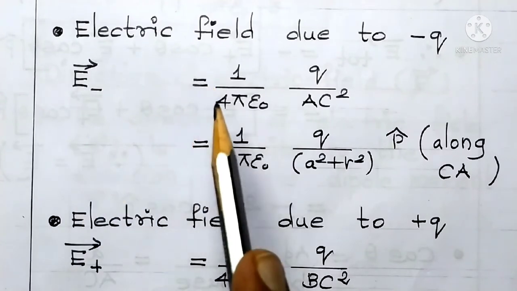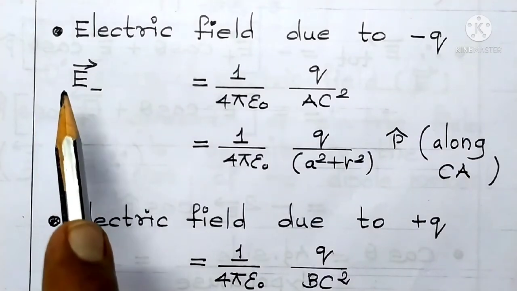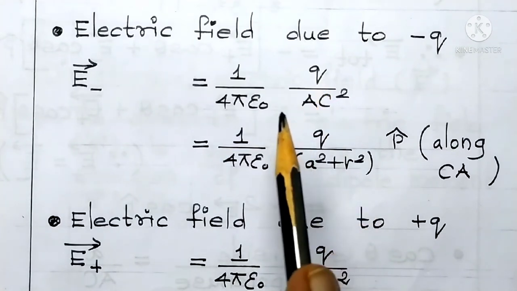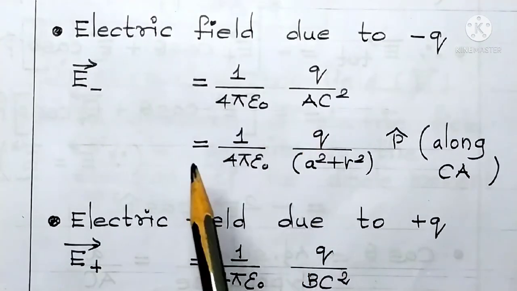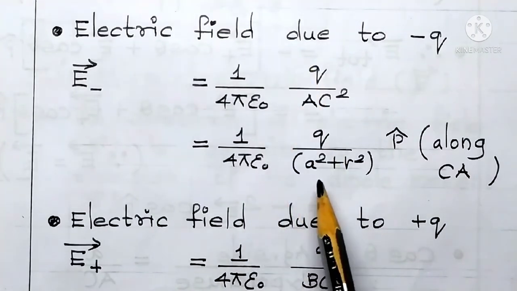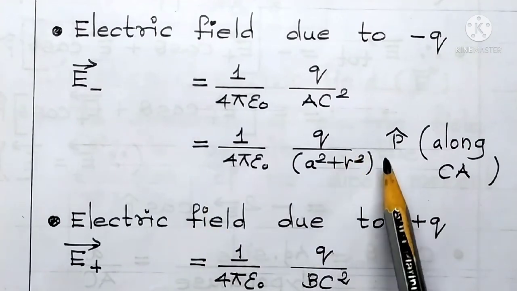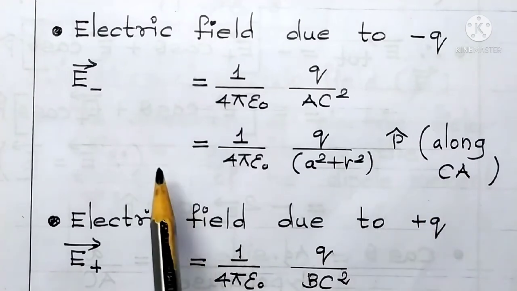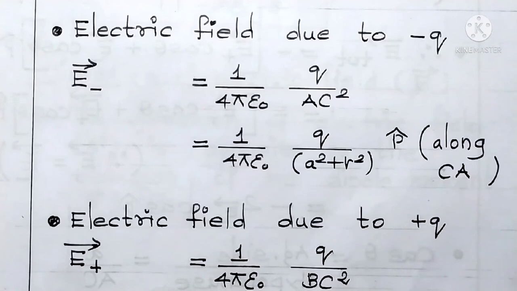Before that, what is the general expression for electric field? E is equal to 1 by 4 pi epsilon naught Q by r squared. In this case, electric field E minus vector is equal to 1 by 4 pi epsilon naught Q by the distance between minus Q and that point C, which is AC squared. So 1 by 4 pi epsilon naught Q by AC squared, we have already found that a squared plus r squared, I have written over here. Now along that we shouldn't forget to write the unit vector, that is nothing but p cap. This electric field is in the direction of CA, from C to A.